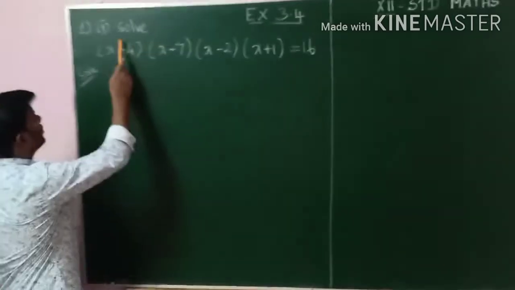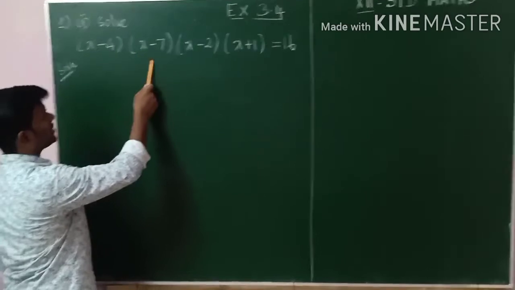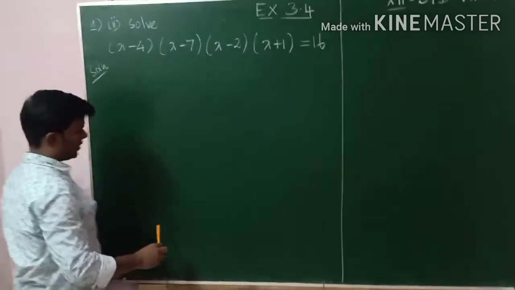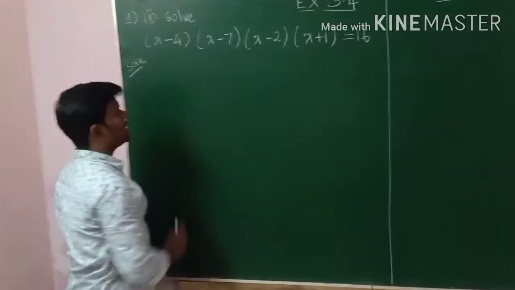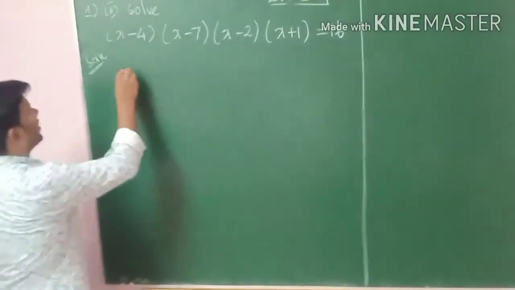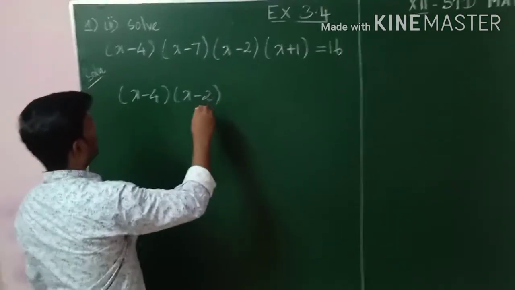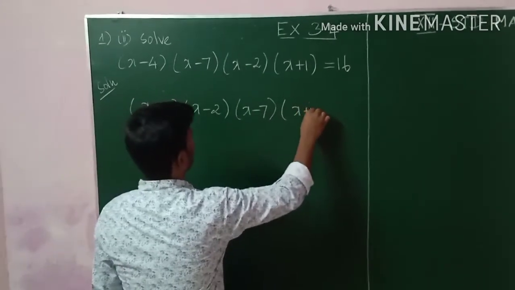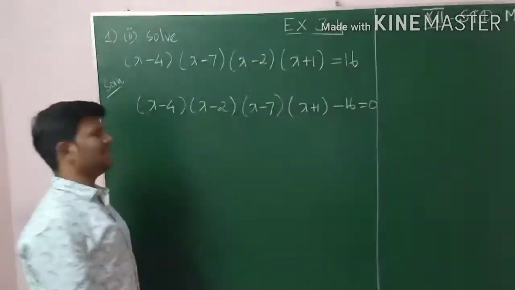Exercise 3.4, first question, second part: (x minus 4)(x minus 7)(x minus 2)(x plus 1) equal to 16. So this is what? A partly factored polynomial. A quartic polynomial, what? Degree 4. I'll take (x minus 4)(x minus 2), (x minus 7)(x plus 1), minus 16 equal to 0. So I can rewrite this.